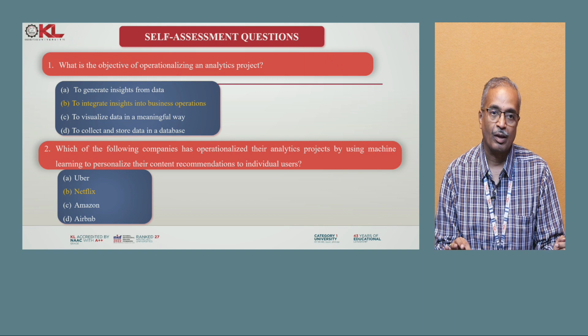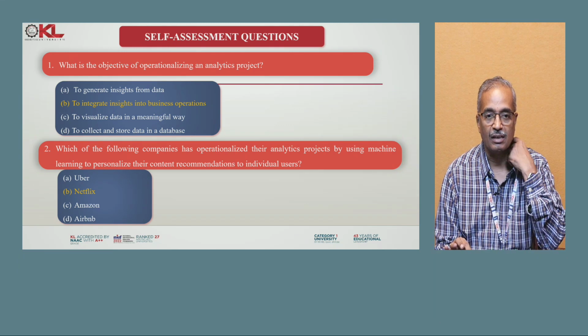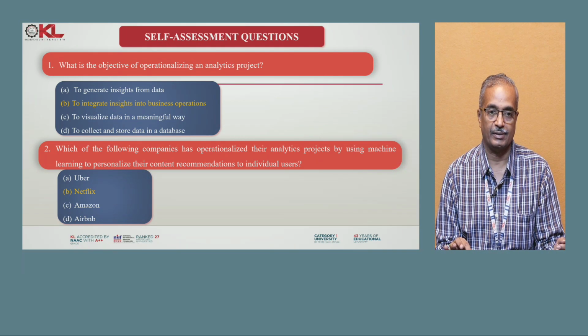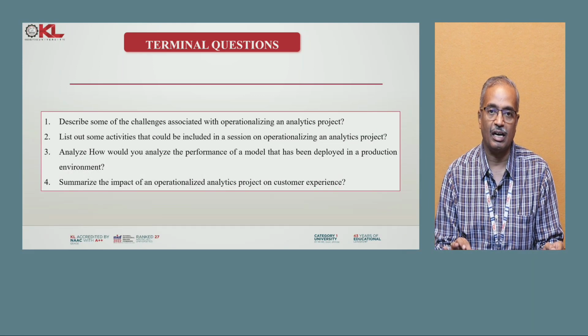The second one: which of the following companies has operationalized their analytics projects by using machine learning to personalize their content recommendations to individual users? Option A, Uber, option B, Netflix, option C, Amazon, option D, Airbnb. So the answer is Netflix. These are the questions that can generally be asked on operationalizing.